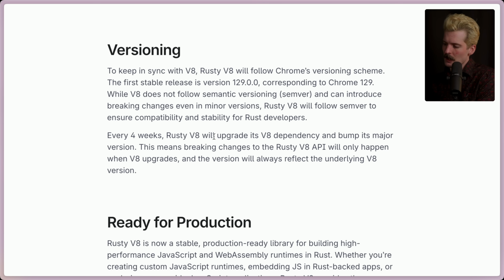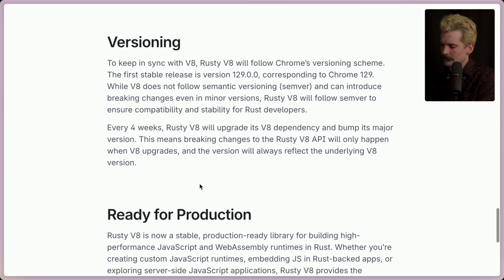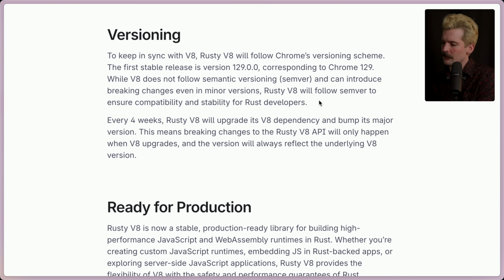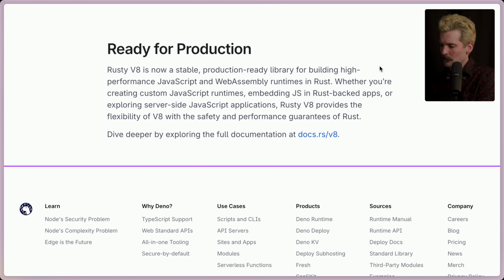Every 4 weeks, Rusty V8 will upgrade its V8 dependency and bump its major version. This means breaking changes to the Rusty V8 API will only happen when V8 upgrades. The version will always reflect the underlying V8 version. Apparently, they're going to follow Semver, even though Chrome doesn't, which is annoying. Good luck. And they're ready for production.